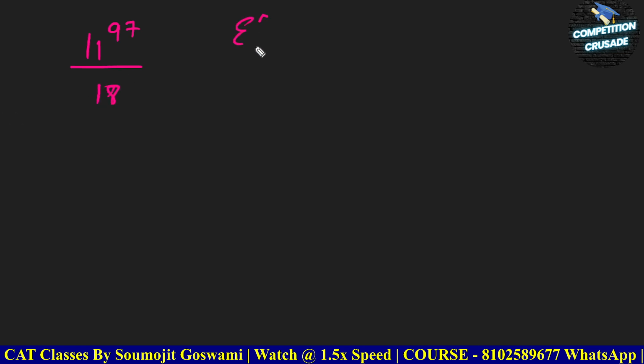What is the Euler number? First thing, are 11 and 18 co-prime? You'd have to see this. Obviously they're co-prime. And what is the Euler number for 18?